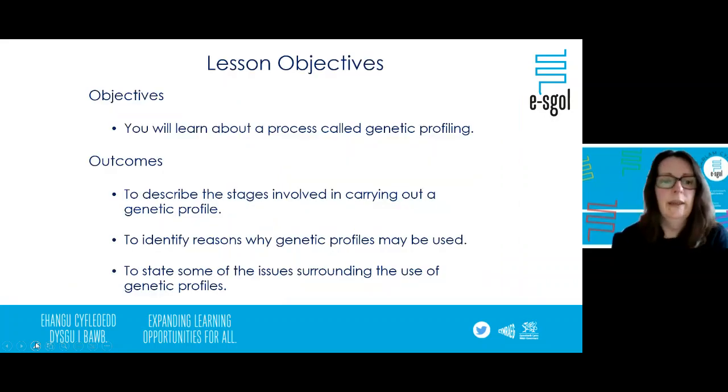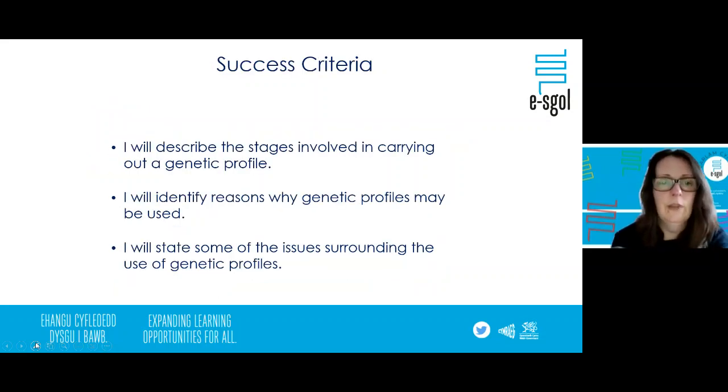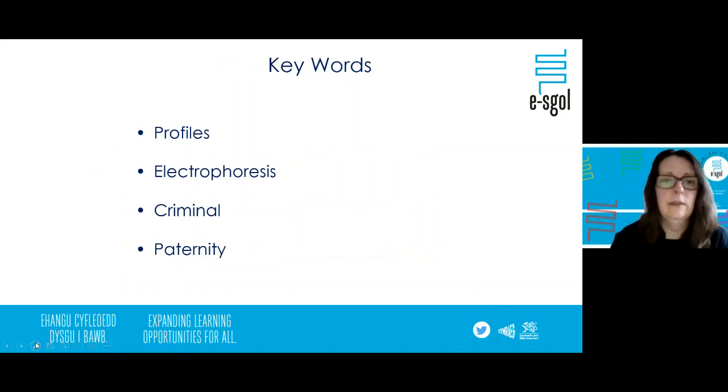Okay. Let's move on then and look at what we are going to be looking at in this session. We're going to be looking at genetic profiling and see the stages involved in carrying out a genetic profile, to think about some of the reasons why genetic profiles may be used, and then think about some of the issues surrounding genetic profiles. For you to be successful in this session, you will describe the stages involved in carrying out a genetic profile, identify reasons why they may be used, and state some of the issues surrounding that. And our keywords for today, we've got profiles, electrophoresis, criminal, and paternity.